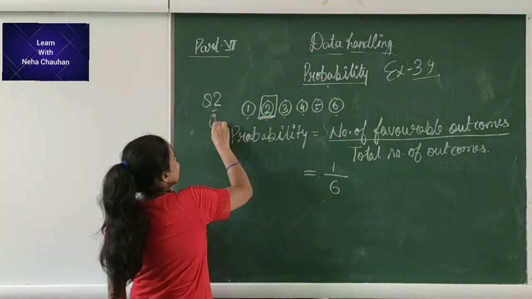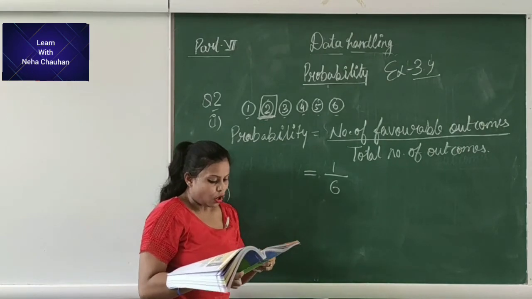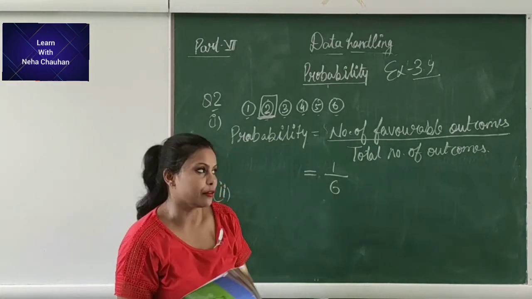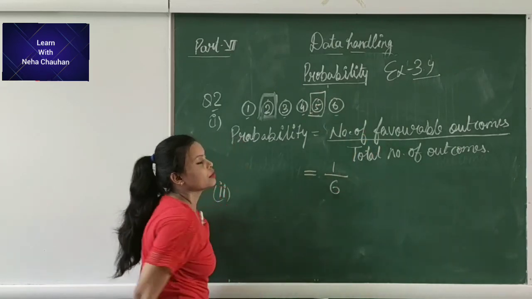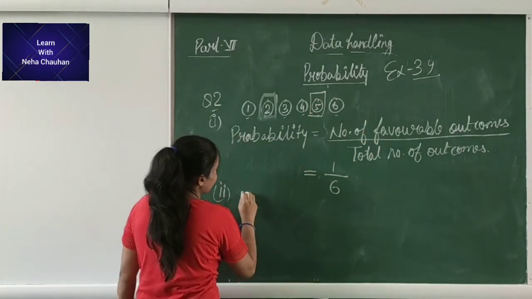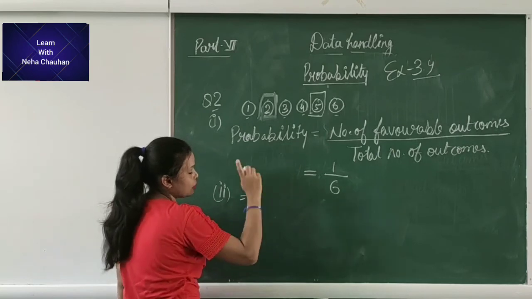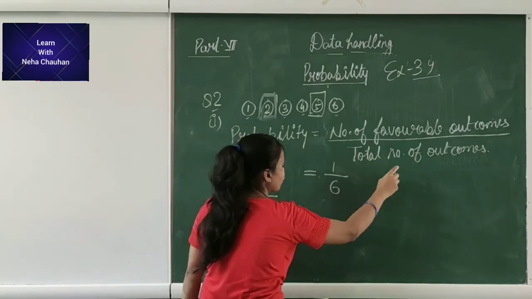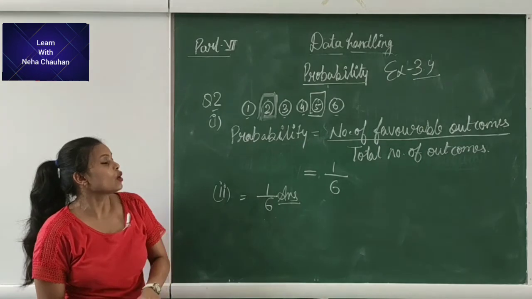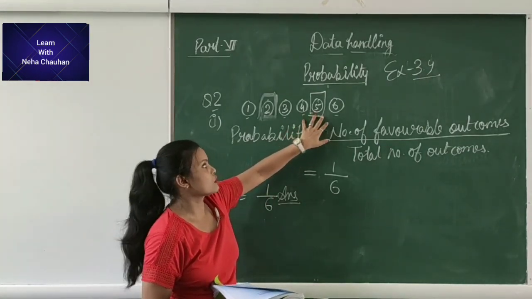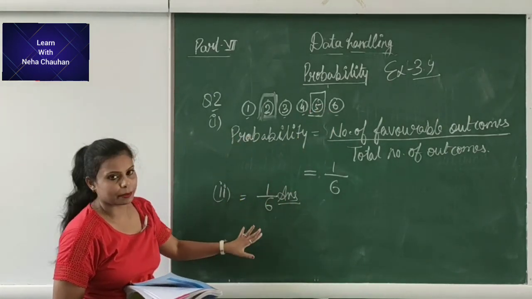This is part 1. Let's do part 2. It says, what is the probability of drawing a marble with number 5? Let's take the probability of getting a marble marked 5. So same, what is the formula of probability? Number of favorable outcomes divided by total number of outcomes. So we have favorable number of outcomes 1 and total number of outcomes 6. So the answer of the second part is 1 by 6. That is, the probability of getting the marble marked 5 is 1 by 6. Alright. So this was your chapter, data handling.